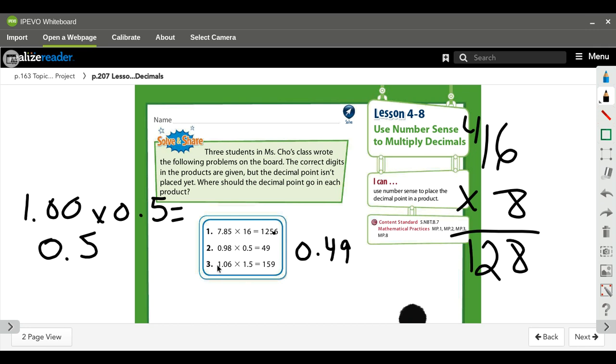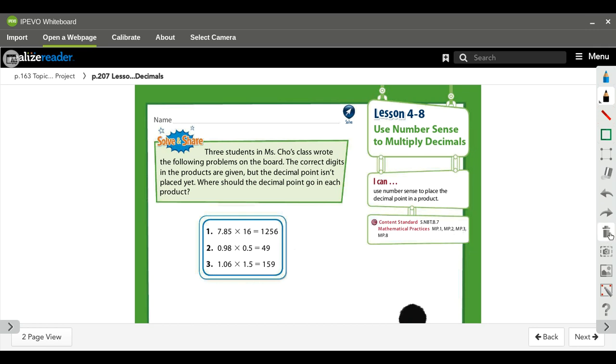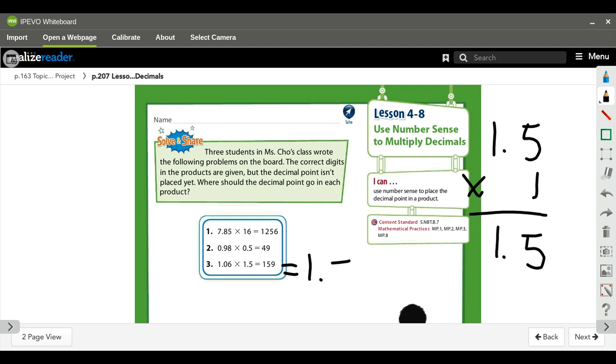Okay, then I have 1 and 6 tenths multiplied by 1 and 5 tenths. So again, if I use some estimation and some rounding, I'm going to have 1.5 times 1. So my estimation there is going to be around 1.5, which means the best place to put my decimal is going to be between the 1 and the 5. So my answer here is going to be 1 and 59 hundredths. I place it between the 1 and the 5 because that's near my estimate.